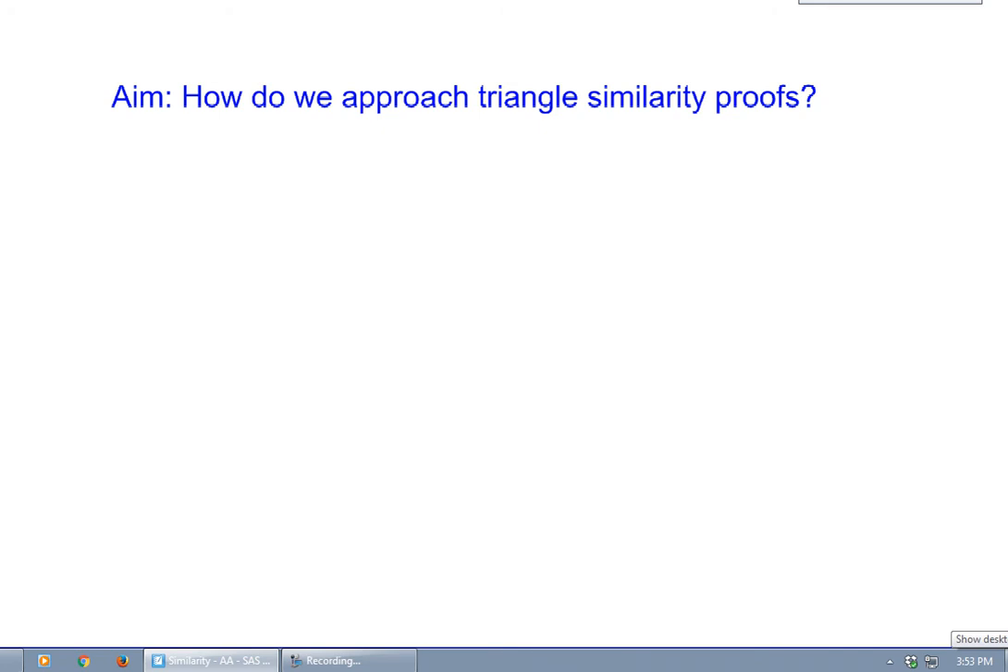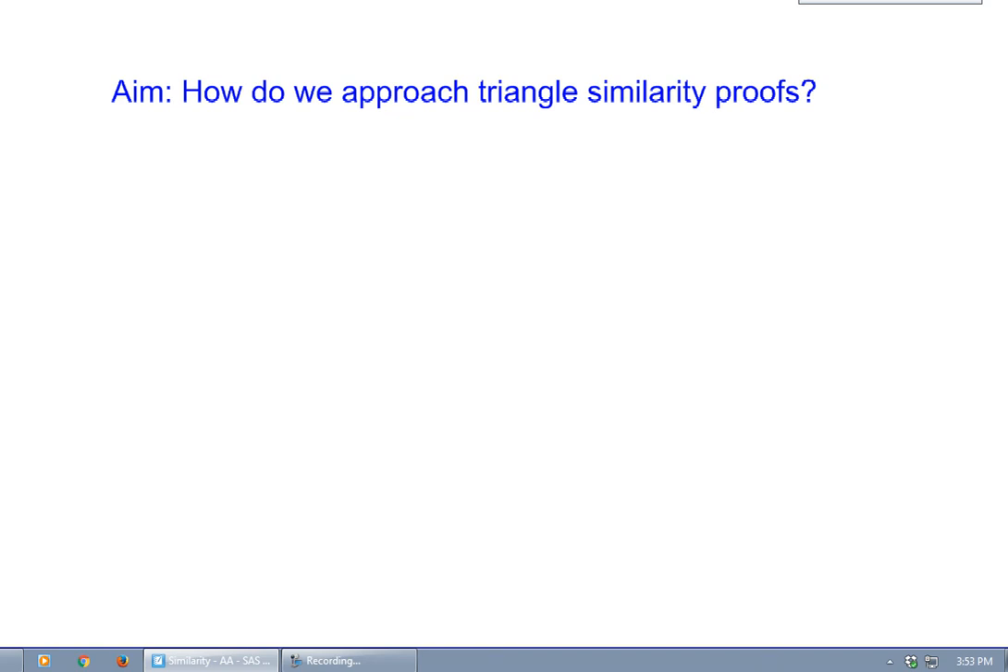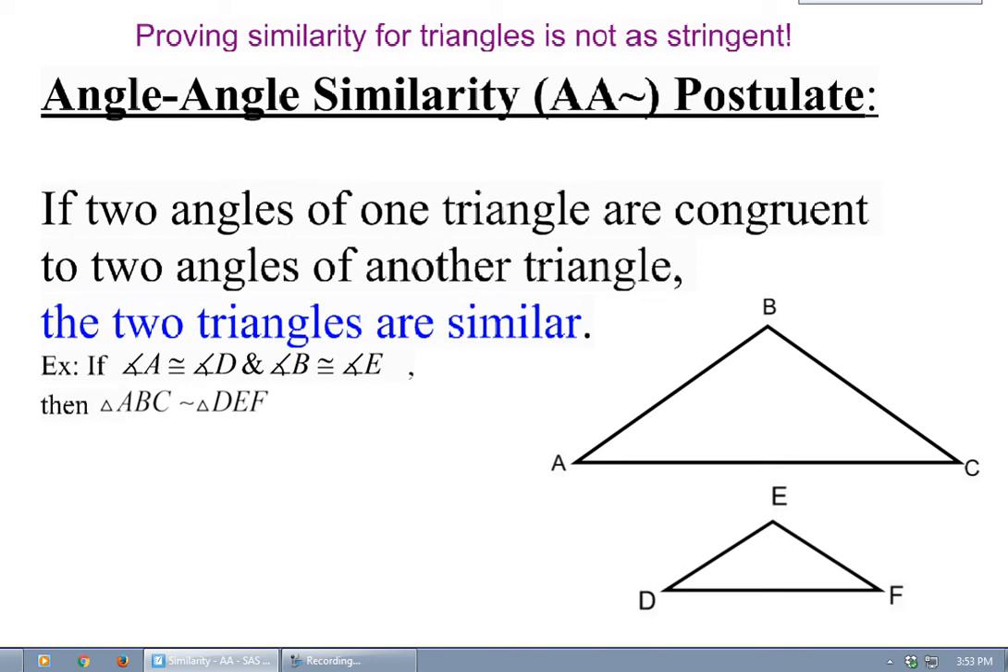Okay, today's aim is how do we approach triangle similarity proofs. So before we discuss how we approach triangle similarity proof, let's first review the three ways you can prove two triangles are similar. The first one is called the angle-angle similarity postulate, which basically says if two angles of one triangle are congruent to two angles of another triangle, the two triangles are similar.